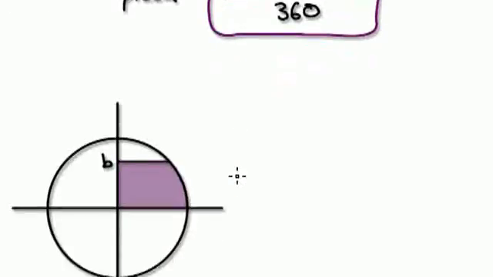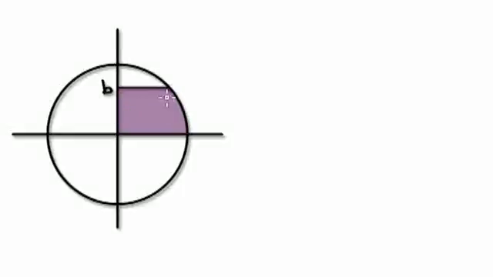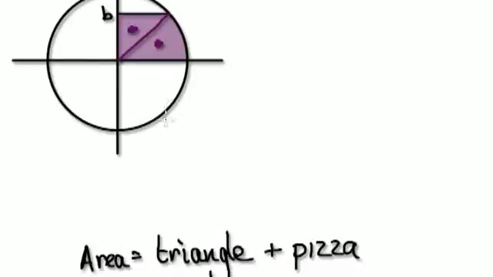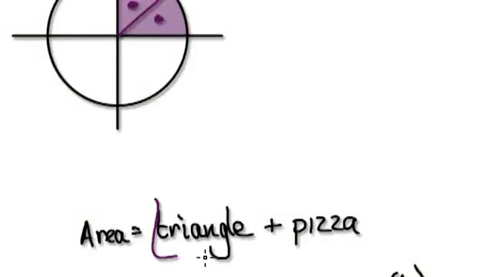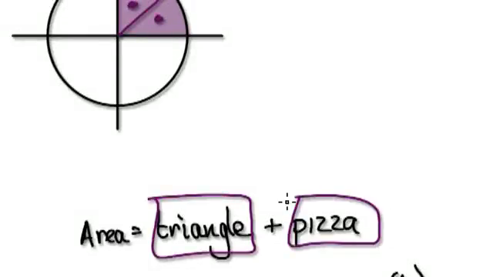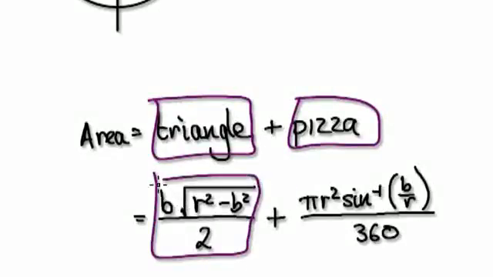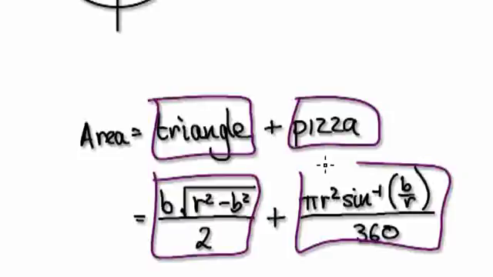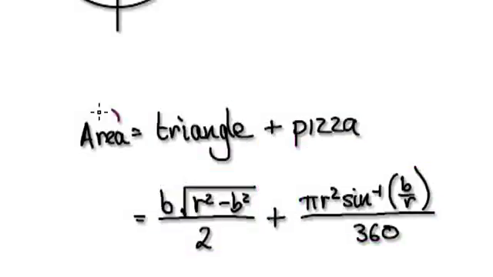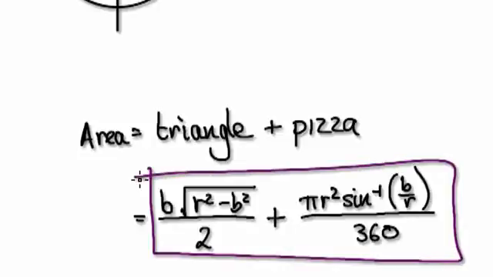Okay, so overall the whole area here is given by the triangle plus the pizza. Earlier we worked out the area of the triangle is given by this. The area of the pizza is given by this. So now the whole area is given by this whole thing here.